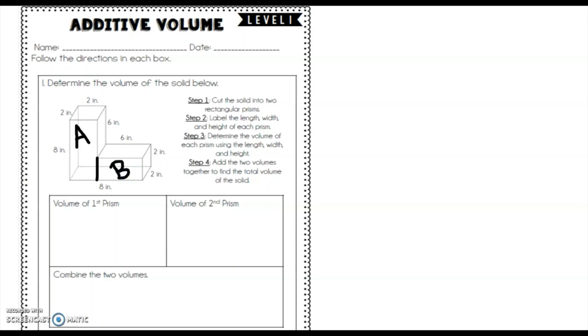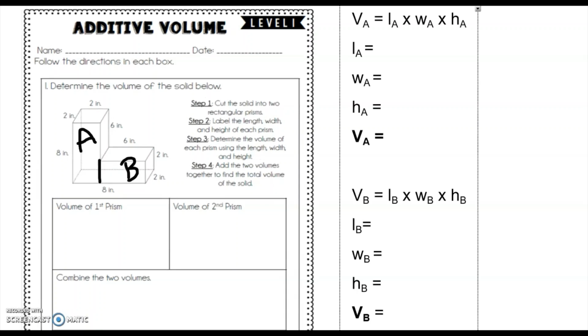For step 2, we're to label the length, width, and height of each prism. I found the best way to find the volume of each figure is to label it as I've labeled it to the right. What you see is we're looking for a length of A, a width of A, and a height of A so that I can find my total volume of A.